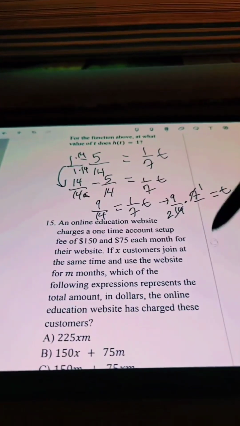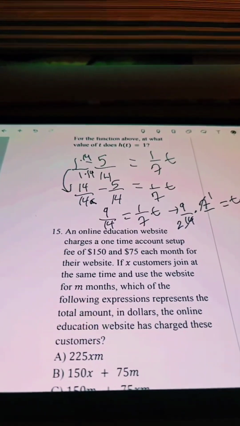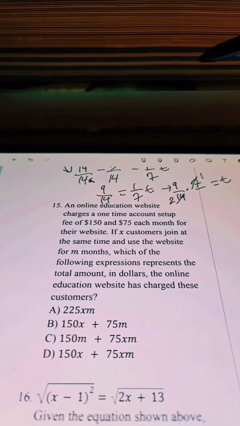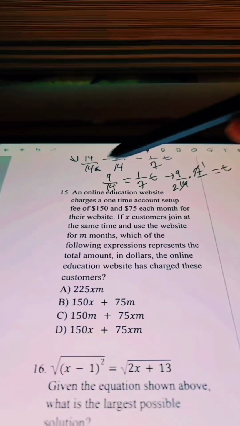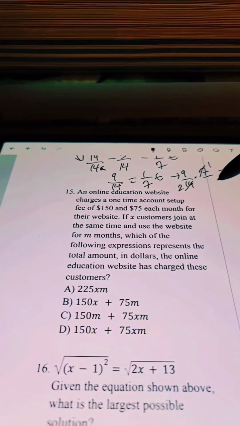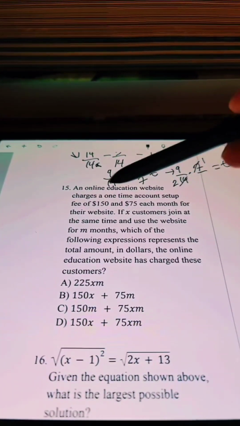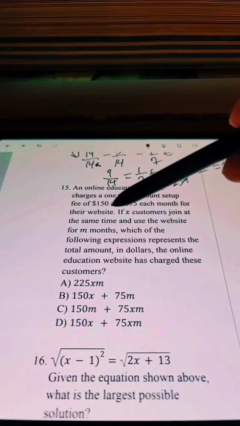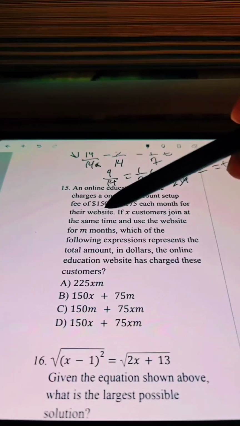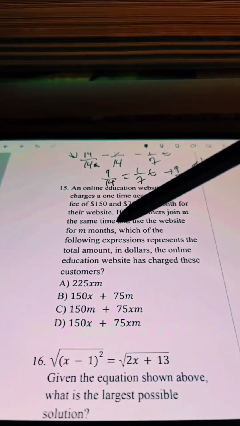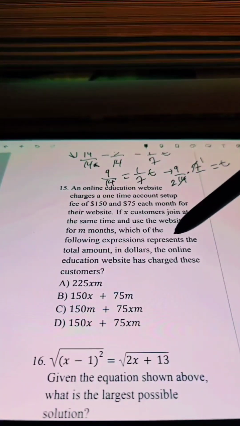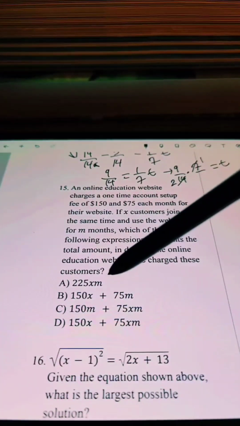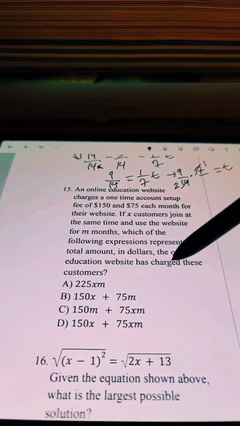So let's now go to the next one. So no problem. So let's go to number 15. An online education website charges a one-time account setup fee of $150 and $75 each month for their website. If X customers join at the same time and use the website for M months, which of the following expressions represents the total amount in dollars the online education website has charged these customers?